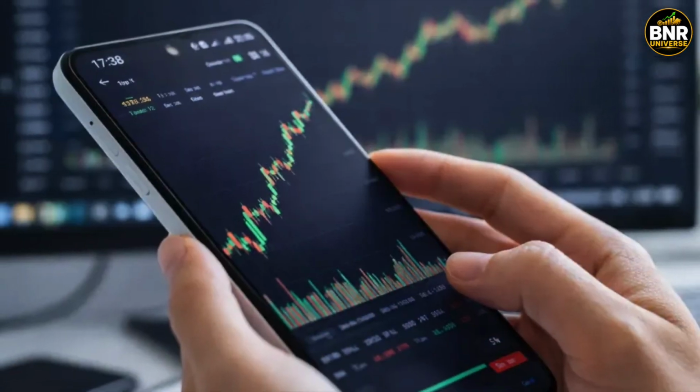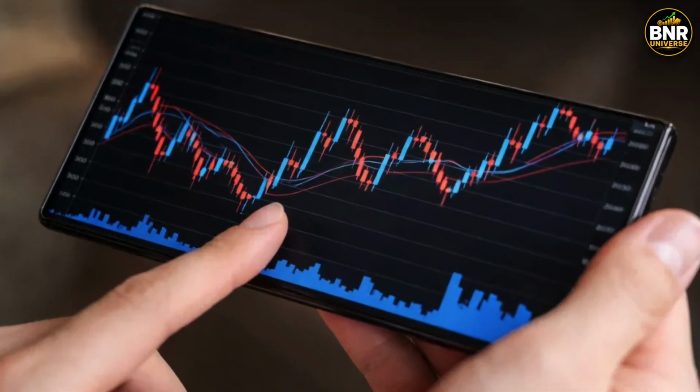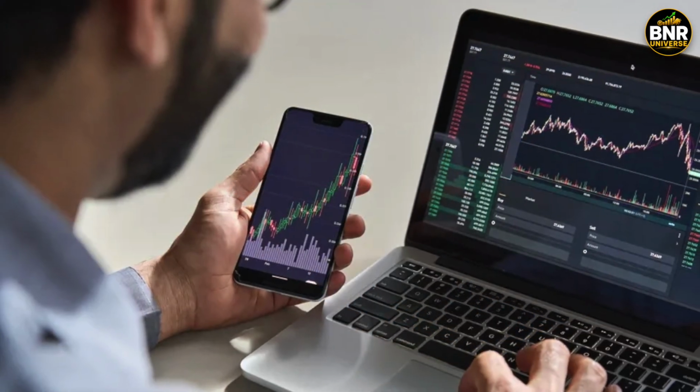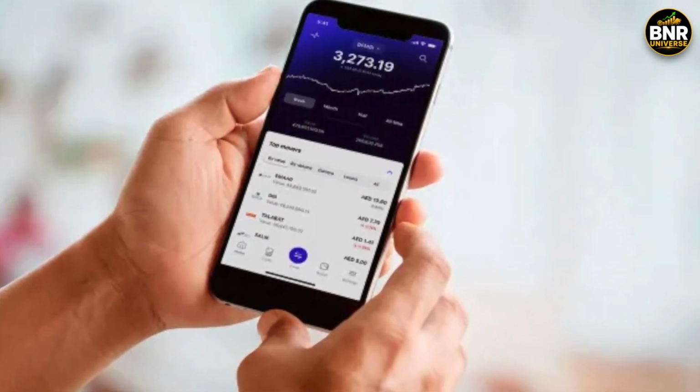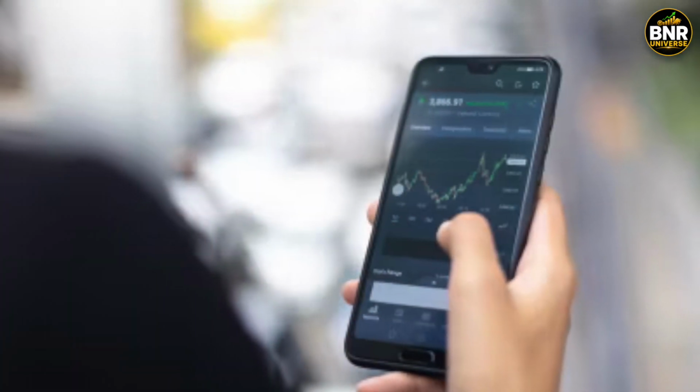Why support and resistance matter? Many beginners make one mistake. They see a hammer and immediately buy. But that's risky. Always check where the pattern appears. Imagine a hammer forms at a major support level. That signal becomes much stronger. Now imagine the same hammer appears in the middle of nowhere.